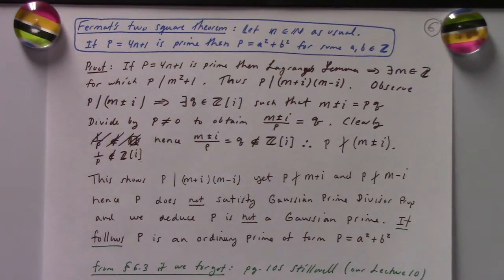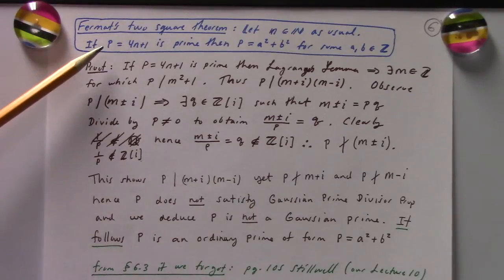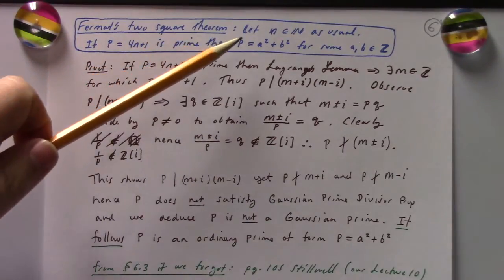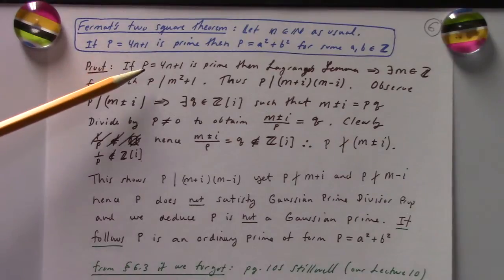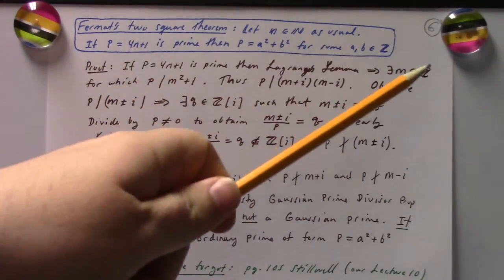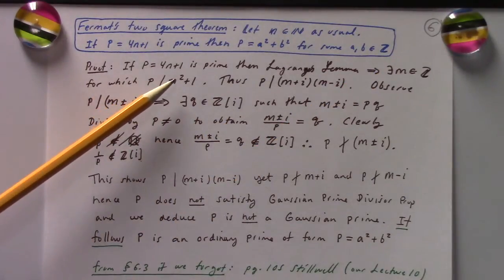So here we go. Fermat's two-square theorem. The main event. So, let n be a natural number as usual. If p is equal to 4n plus 1 a prime, then that prime is the sum of a squared plus b squared for some a and b. So here it goes. If p equals 4n plus 1 is prime, then Lagrange's lemma says that there exists an integer m such that p divides m squared plus 1.